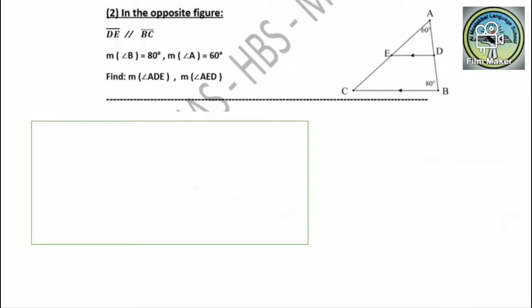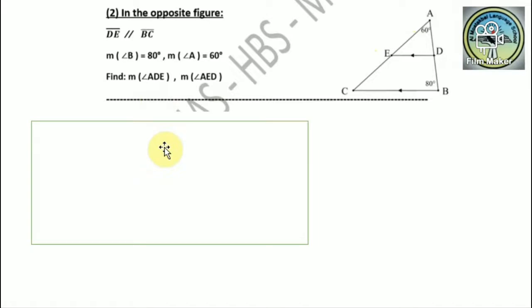Okay, exercise number 2. DE is parallel to BC, measure of angle B is 80 degrees, measure of angle A is 60 degrees, then find the measure of angle ADE. ADE. Who can solve this question? Okay, Tala. Yes, of course, it's very easy for you.